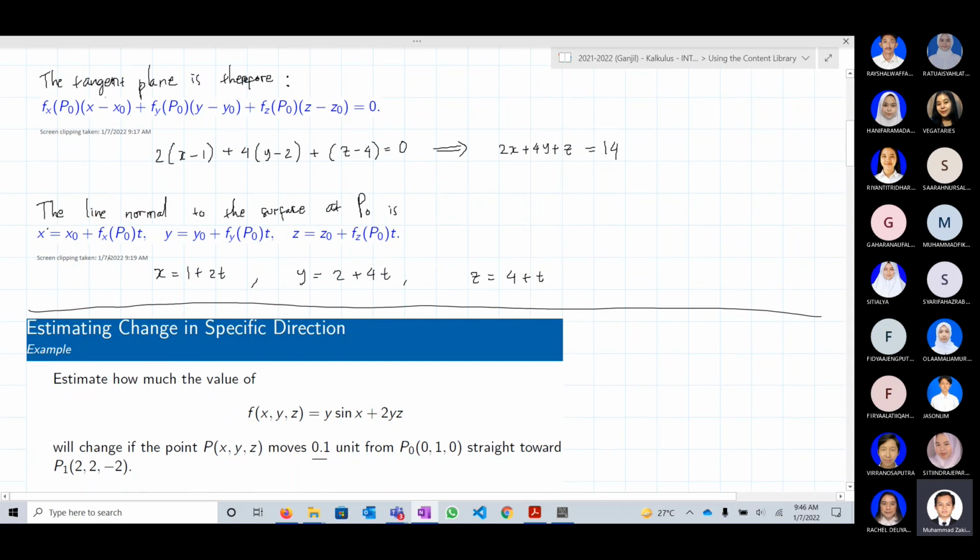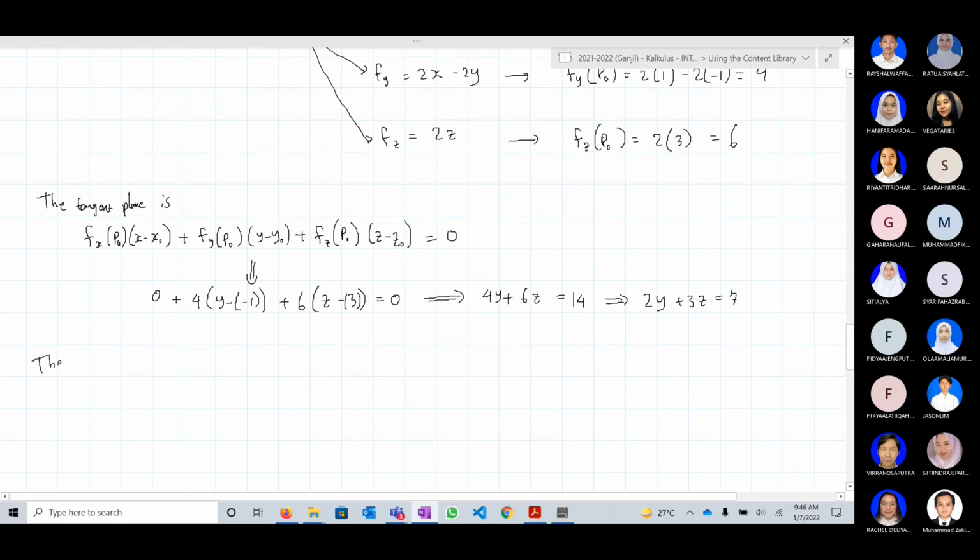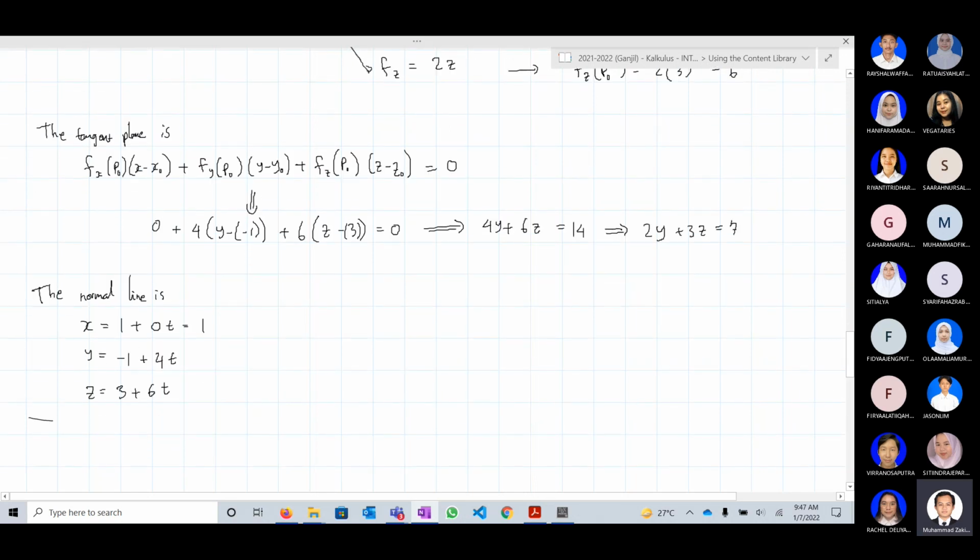And the normal line is x equals x0, 1, plus fx at p0, 0, times t, which is 1, and y equals y0, that is minus 1, plus fy at p0, which is 4 times t, and z is 3 plus 6t. Yeah. Any question for this first exercise?